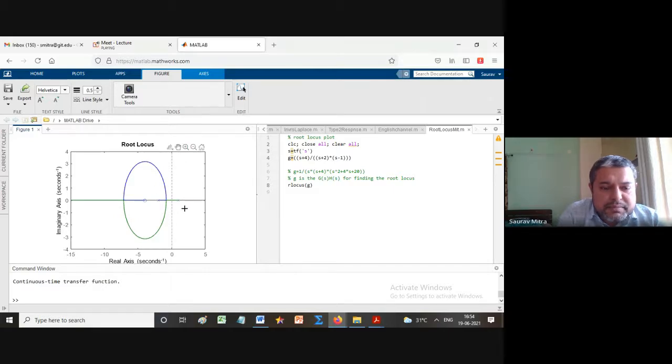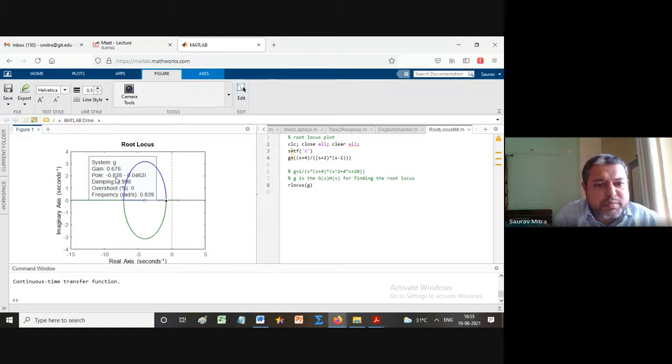Now it has come. It's not happening. So anyways, it doesn't matter. What we can do is we can still show the breakaway point. So it was minus 0.83 something. You can find here it is still showing something like that, minus 0.838. That means it is shifted a little upward.